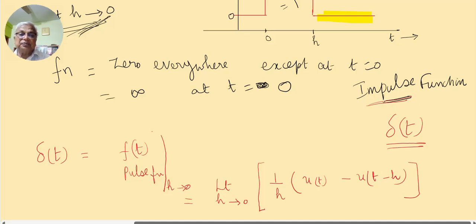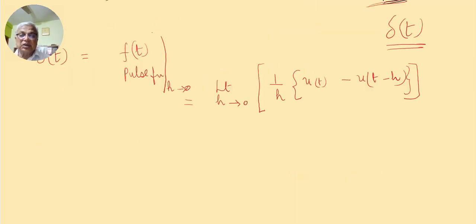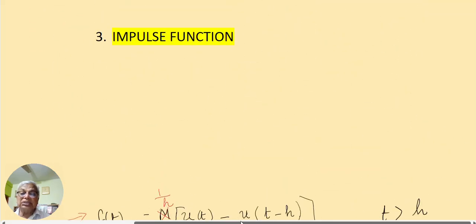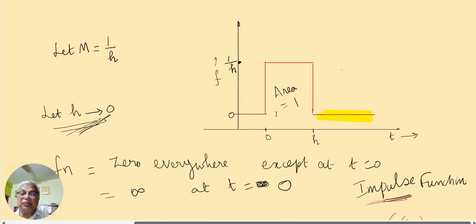I think this bracket is unnecessary here. Let me erase it. Okay, so the equation for the impulse function is delta t equal to the limit of h tending to 0 of the pulse function equation. Since we have taken m as 1 by h, the area under the curve, as I said, will be 1.